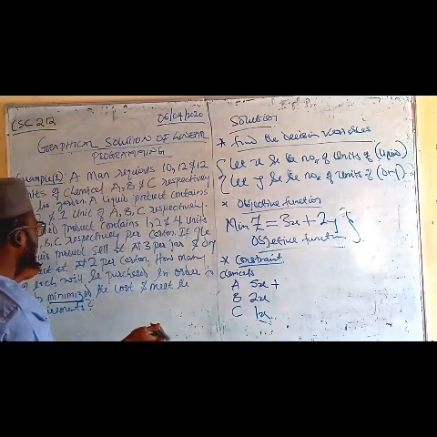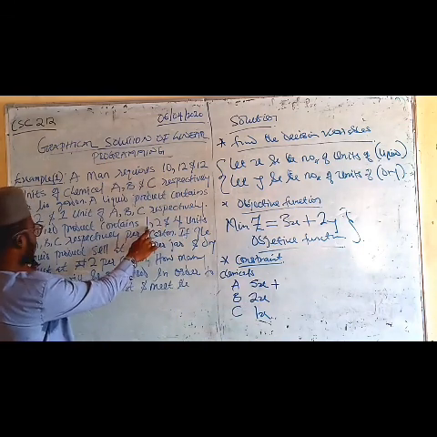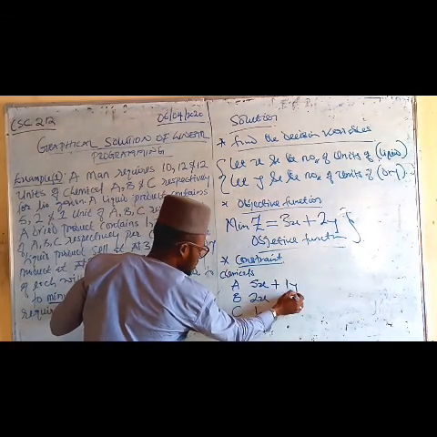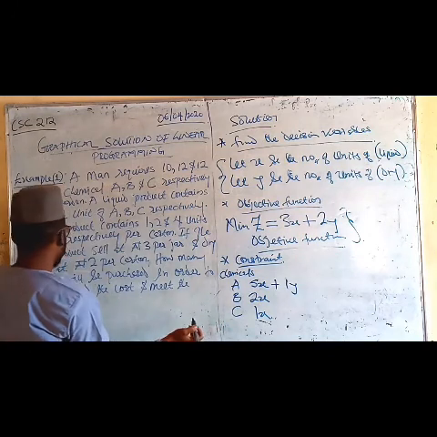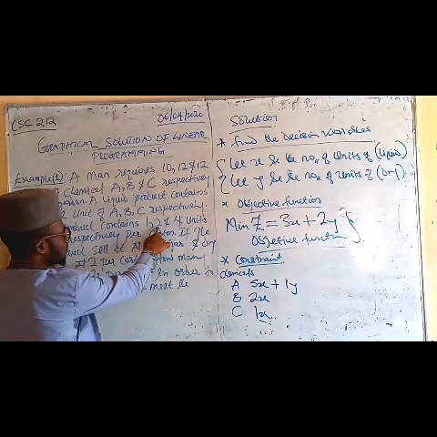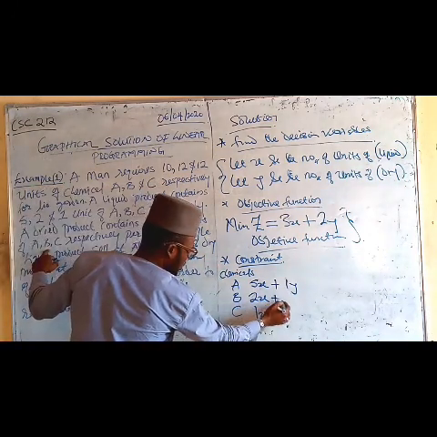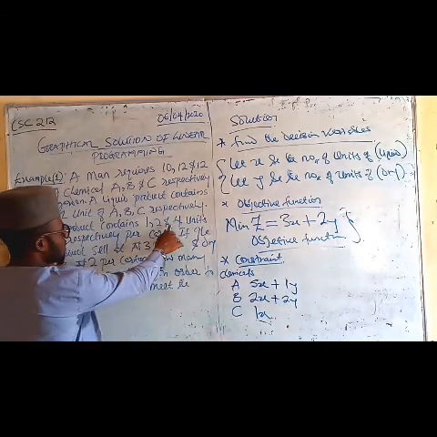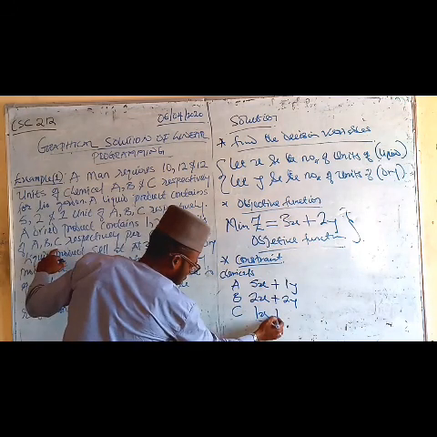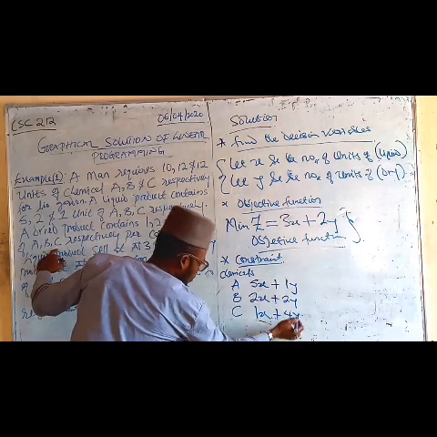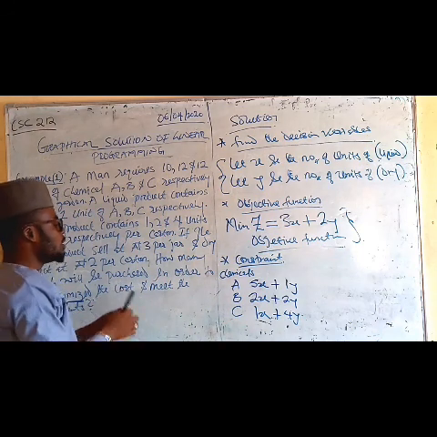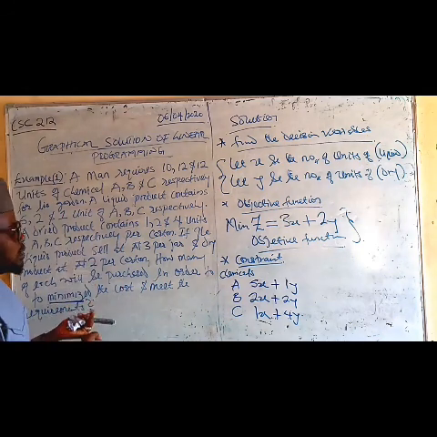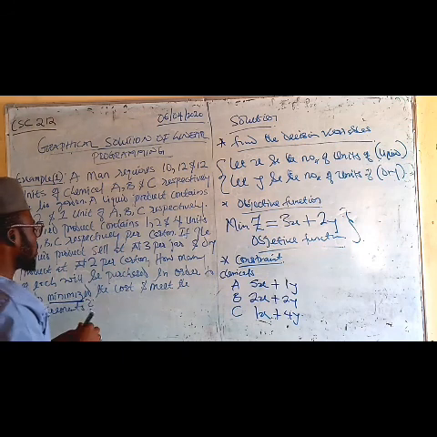Chemical A contains 1 unit of the dry product, so plus 1y. Then chemical B contains 2 units, then plus 2y. Then chemical C contains 4 units, then plus 4y. So now we have already put the values of both the liquid product and the dry product.